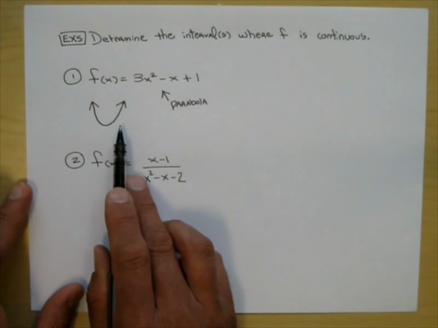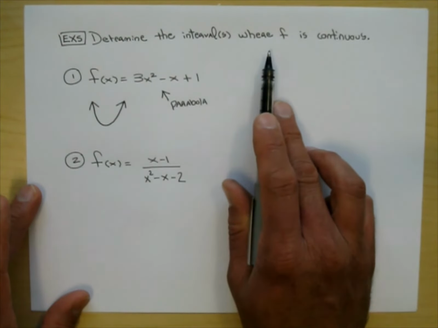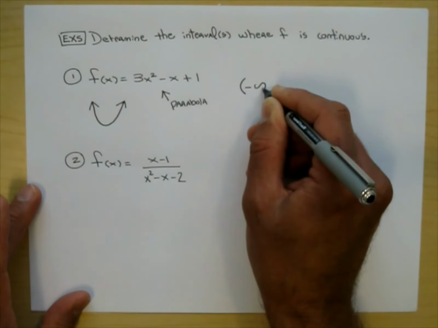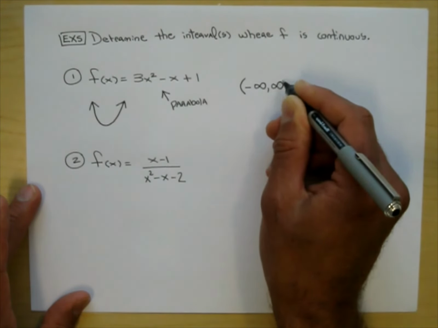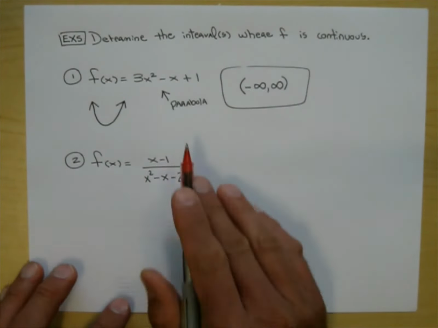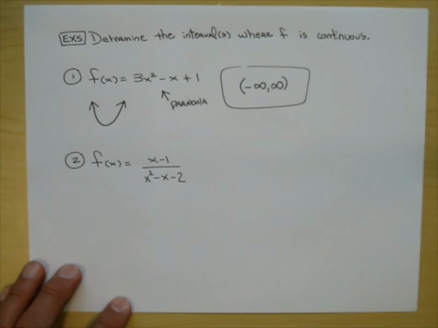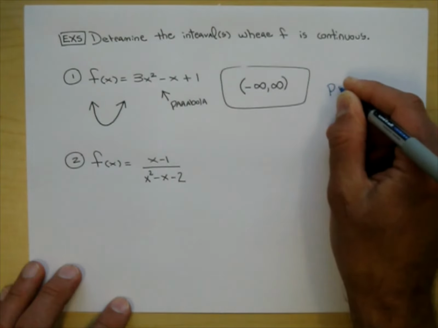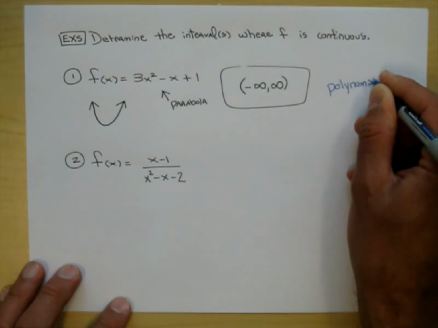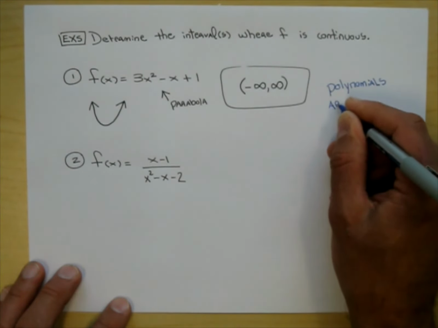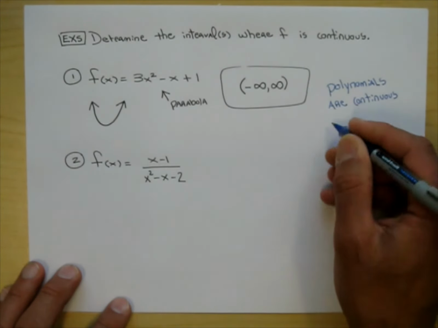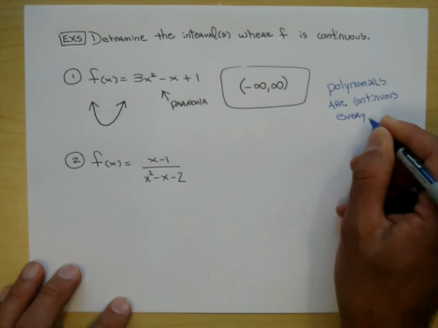So for the interval where f is continuous on this one, it would be everywhere, from negative infinity, these are x values, to infinity. In fact, a parabola is a special kind of something called a polynomial. And let me just write something down here, because this will be very useful. Polynomials are continuous everywhere.